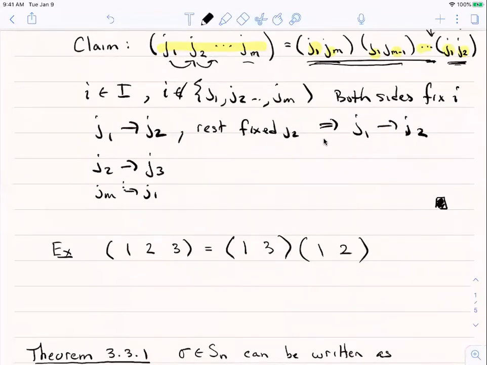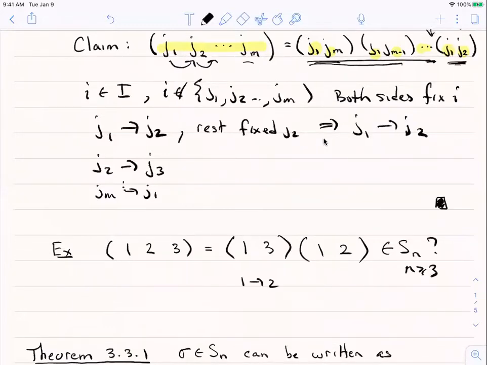And by the way, if you're wondering, this is an element of S what? That's a good question. N here could be any number that's greater than or equal to 3, and any symbol that's not 1, 2, or 3 is fixed. So they're all fixed by both sides. And let's just check this right-hand side.